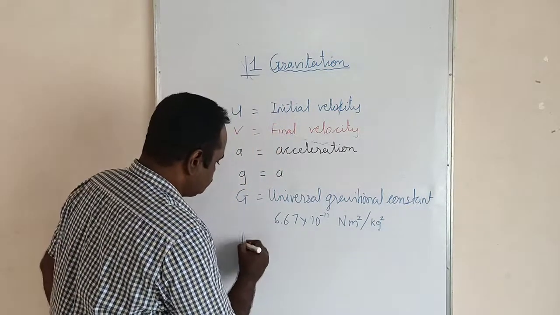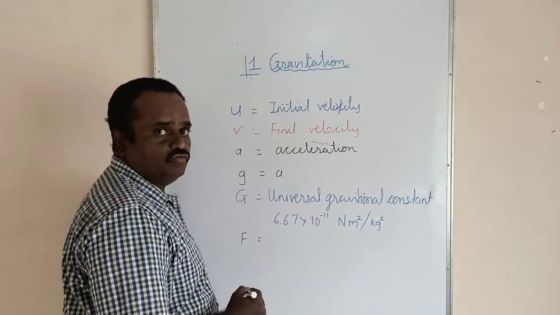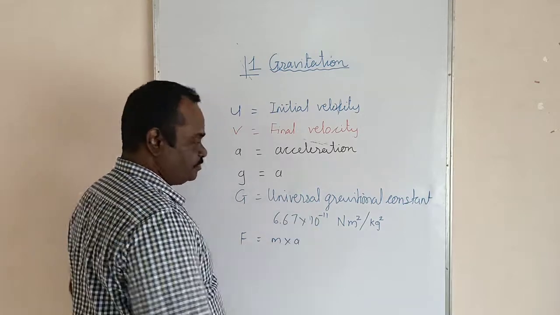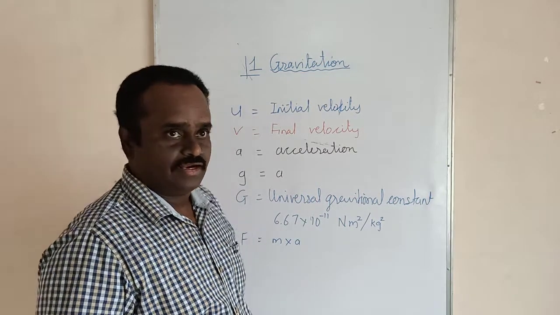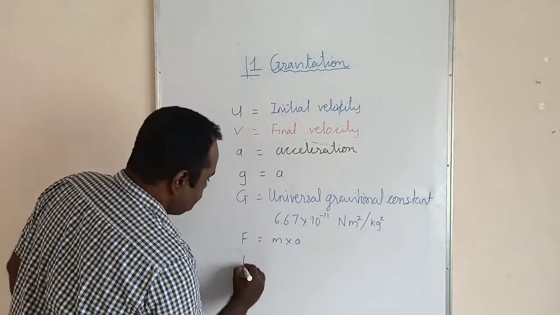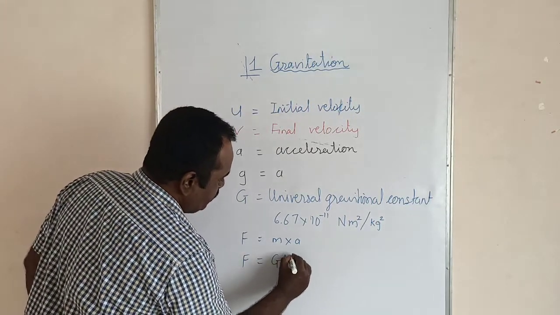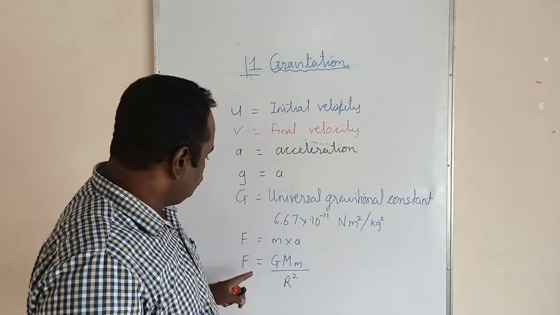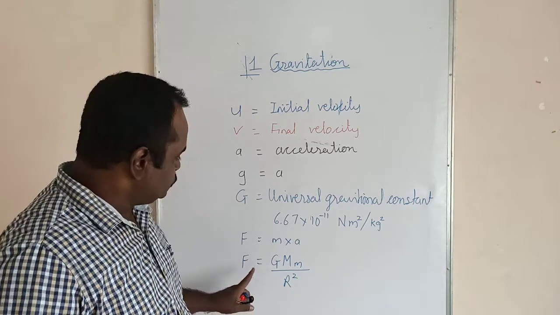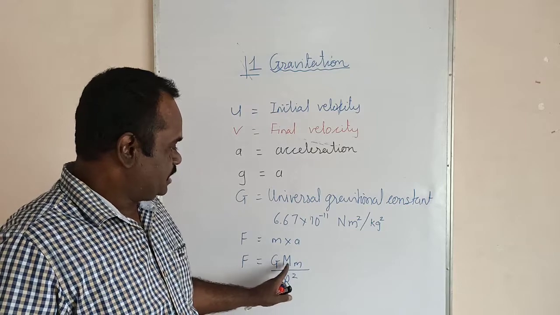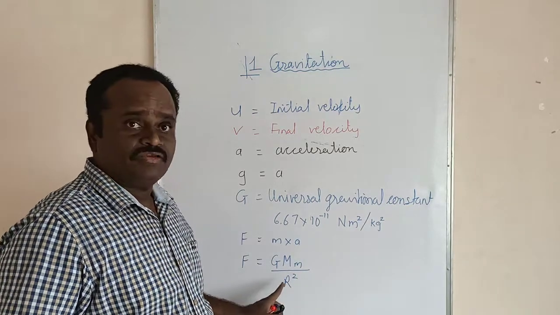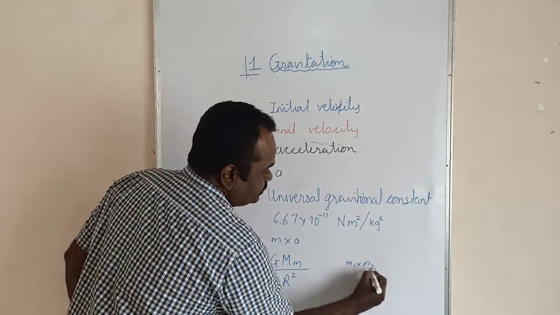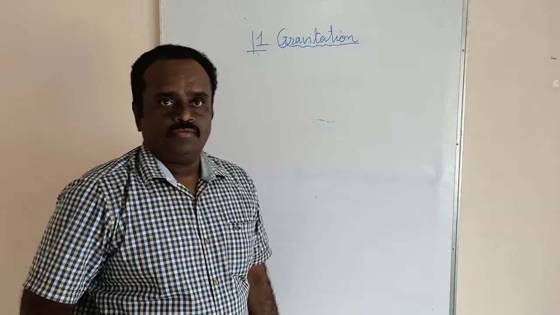We have force. The force formula we studied in 9th standard is m into a, the product of mass and acceleration. But in gravitation we have studied F is equal to G M m upon r square. So most probably in this topic we are going to use F is equal to G m1 m2 upon r square, for two objects m1 and m2.